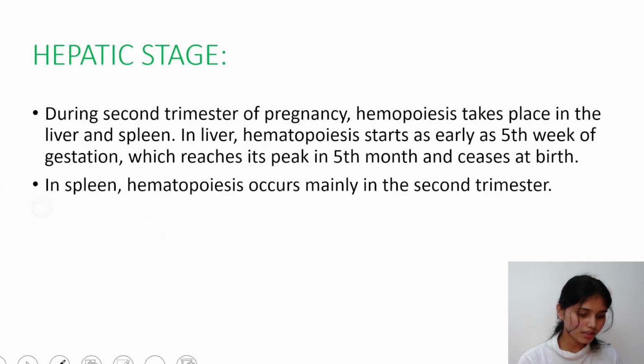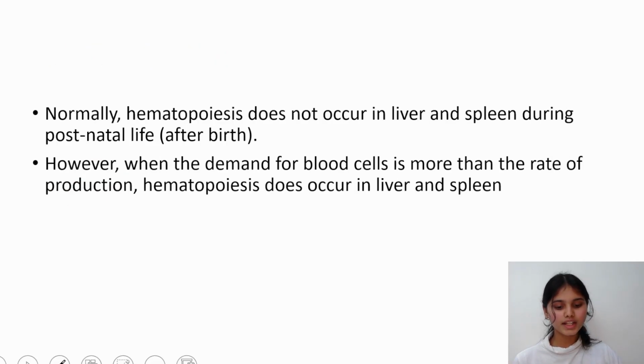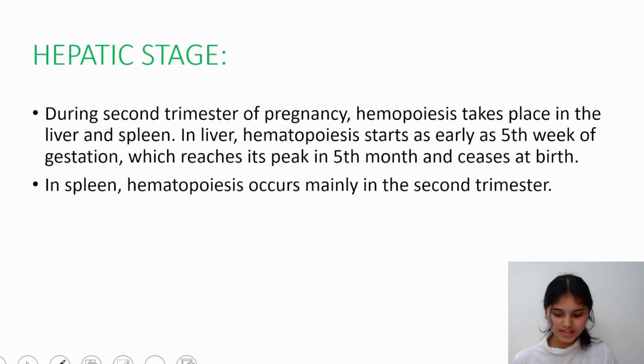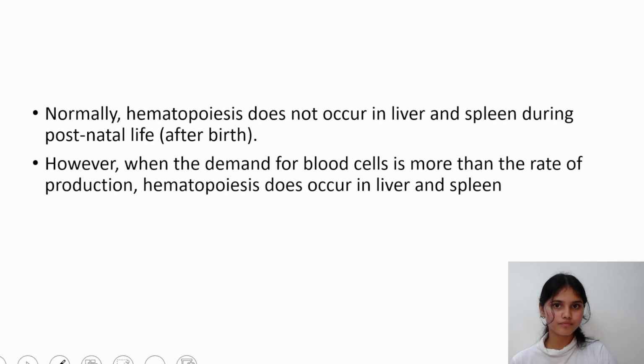Okay, so in the spleen, hematopoiesis occurs in the second trimester. First it takes place in the liver, and as we approach the second trimester, it shifts into the spleen. Now, normally, hematopoiesis should not be occurring in your liver and spleen after you're born. But let's say that it still did occur. At sites other than the bone marrow, if hematopoiesis occurs, that is known as the extramedullary stage.